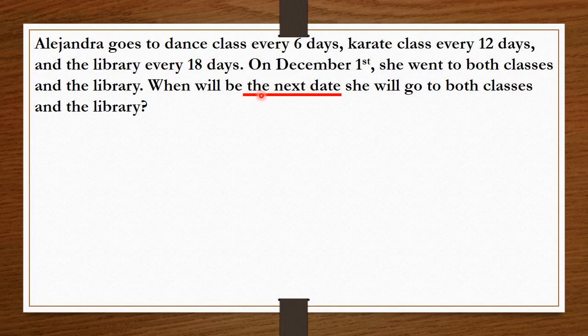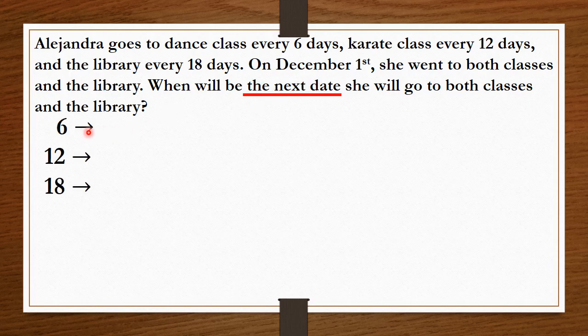Ang susunod na date na siya ay pupunta sa classes, sa kanyang dalawang classes at saka sa library. Therefore, we have to solve the problem by finding the LCM of 6, 12, and 18. So, the next date. Again, at the same time. Pwede rin tong time that will happen again, the next date.